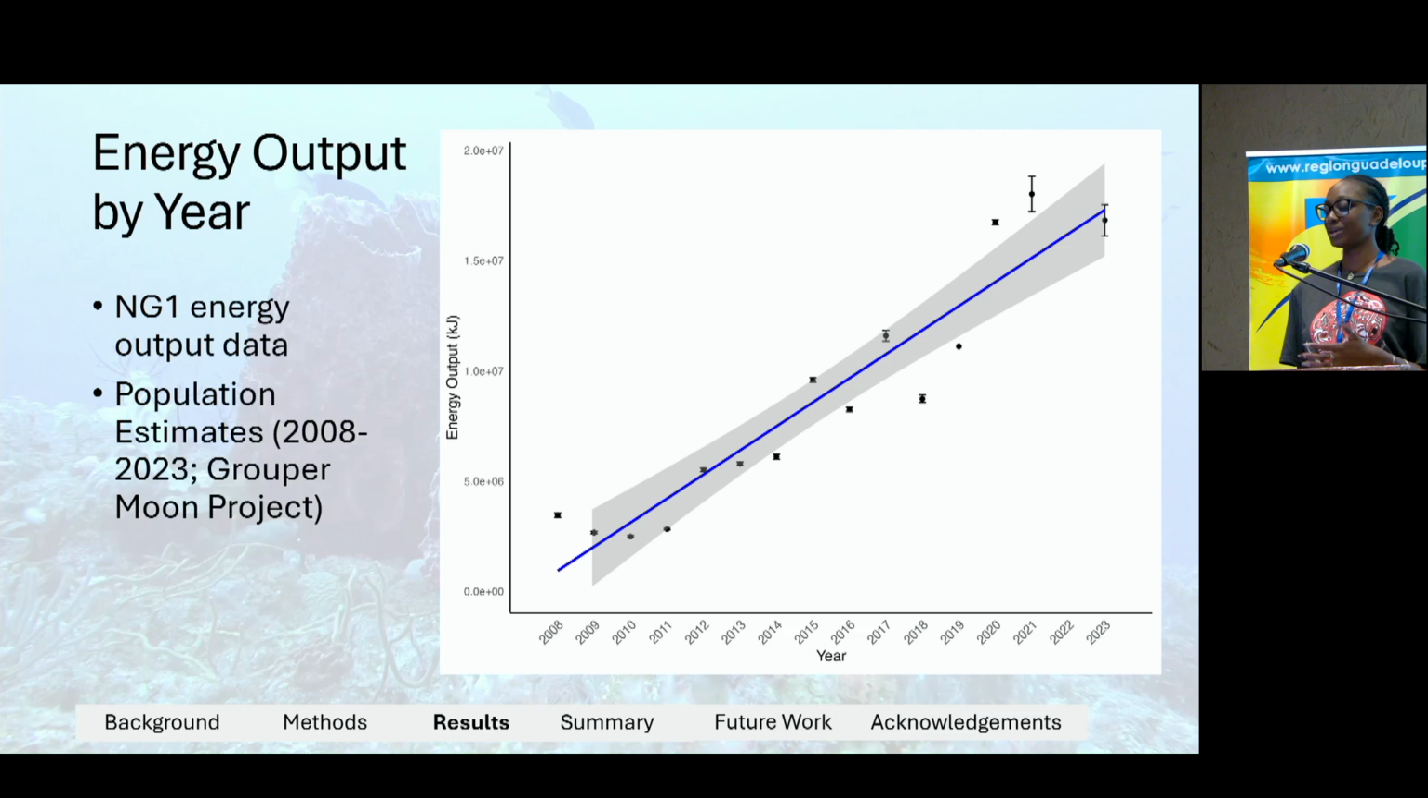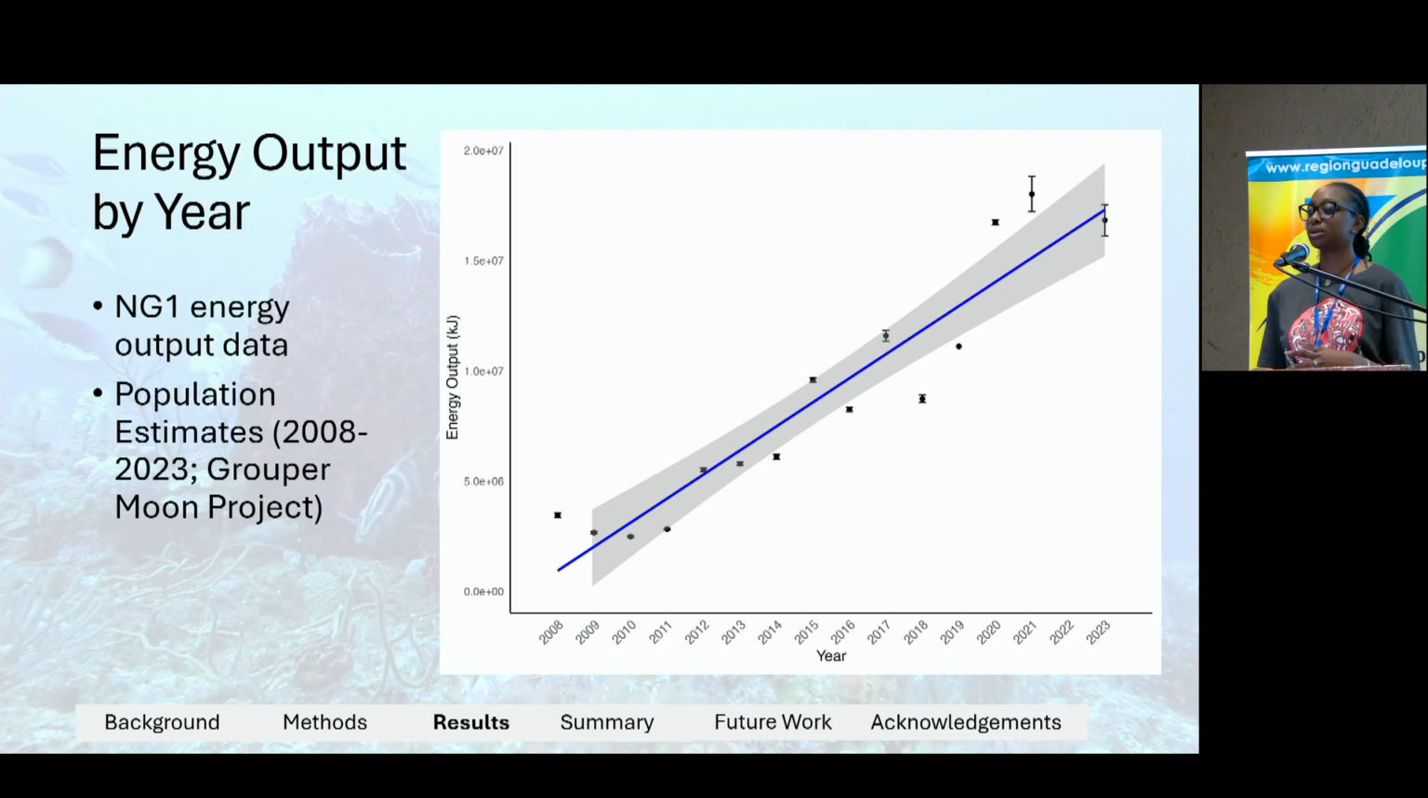Our aggregations weren't always looking this large. In 2008, it was much smaller compared to 2023. And while increasing population size may seem like it leads to increasing energy, that's not necessarily a direct relationship. Another thing to note is that fish size or length of fish impacts fecundity and therefore can also impact energy output. So having a lot of big fish could look very different than having a lot of little fish. And that's one thing to take into account when understanding this energy data.